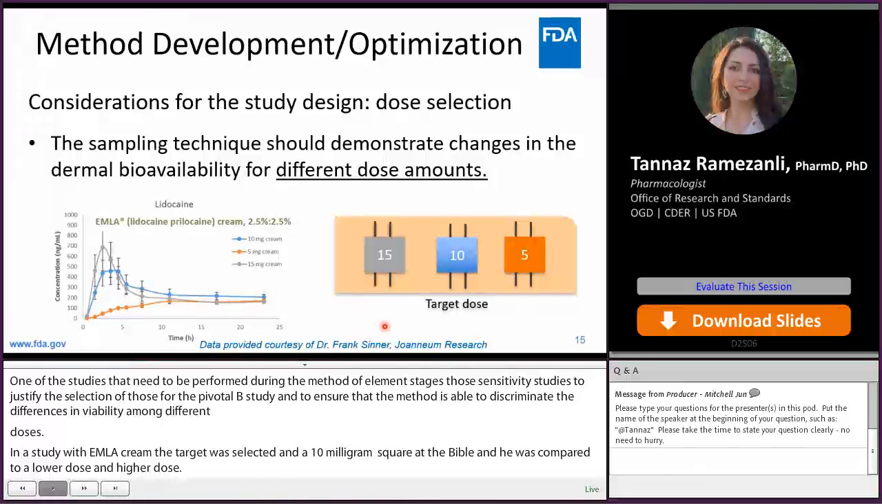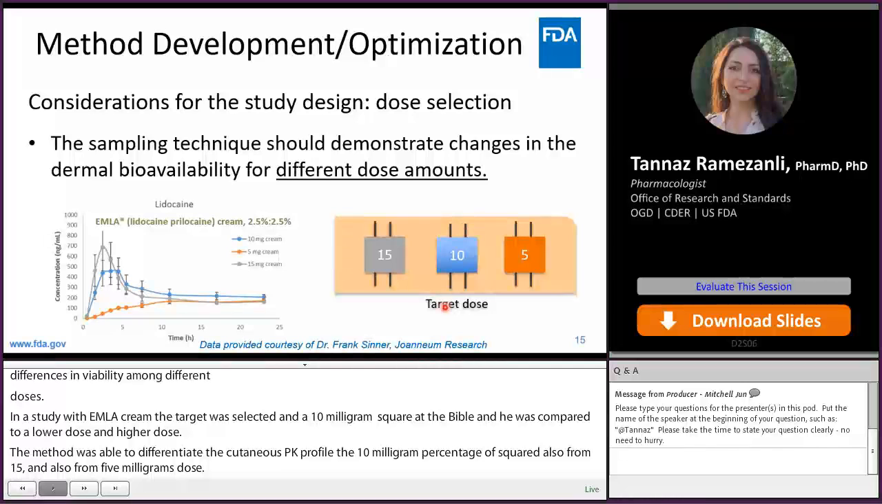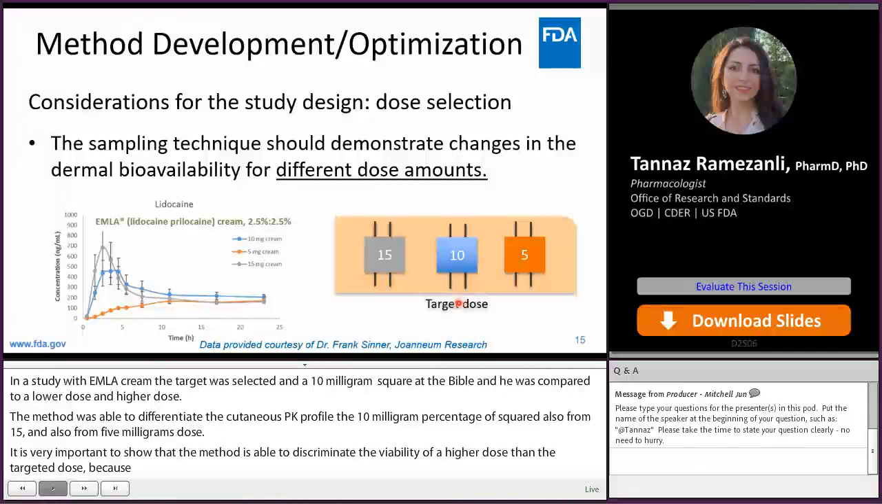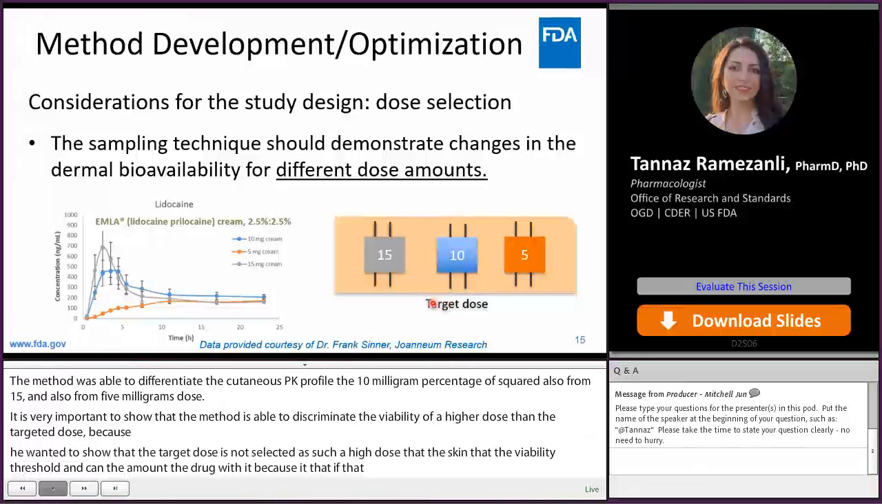It is very important to show that your method is able to discriminate the bioavailability of a higher dose than your target dose, because you want to show that the target dose is not selected at such a high dose that the skin is at its bioavailability threshold and can limit the amount of drug that is going through it. Also, if that's the case, then if a test product happens to deliver more drug than the reference product, your method may not be able to differentiate that. Also keep that in mind.